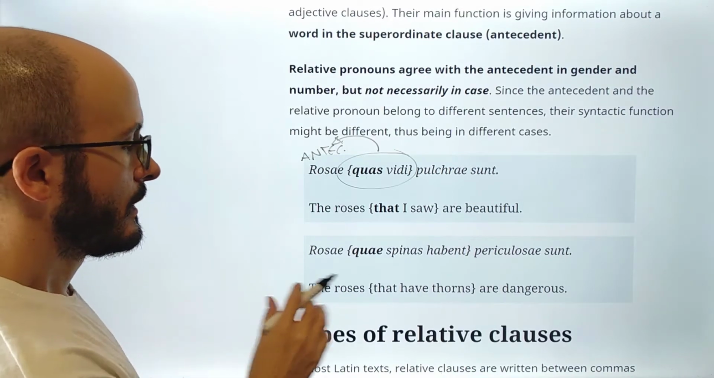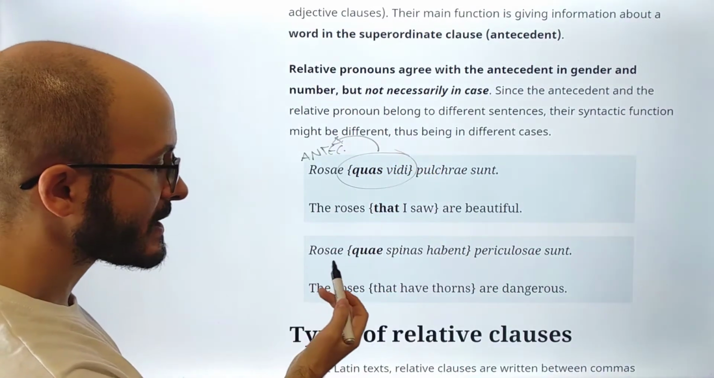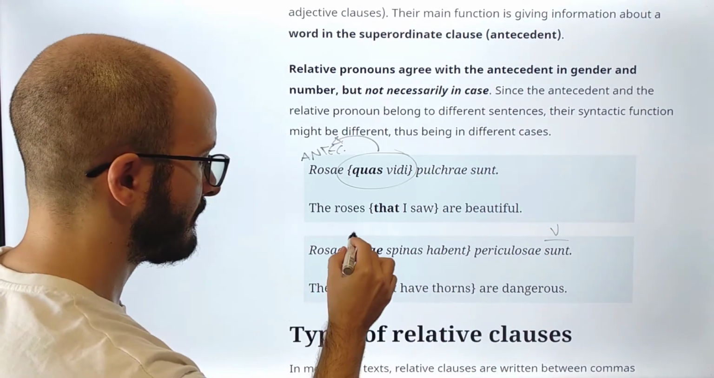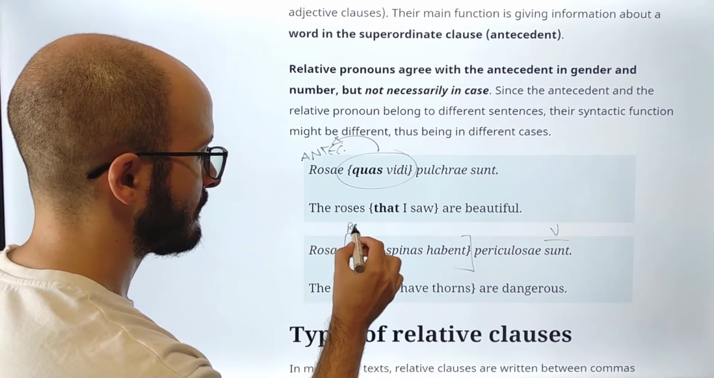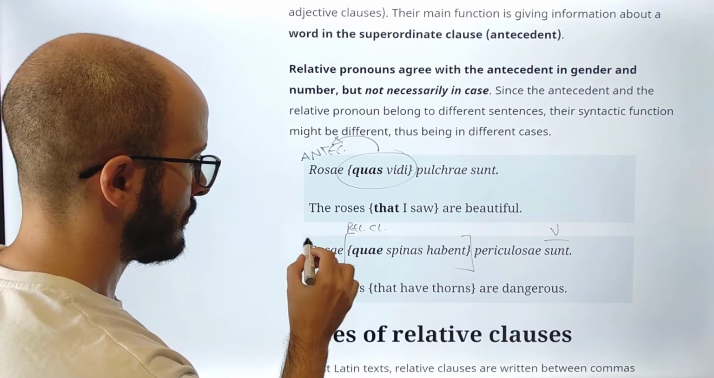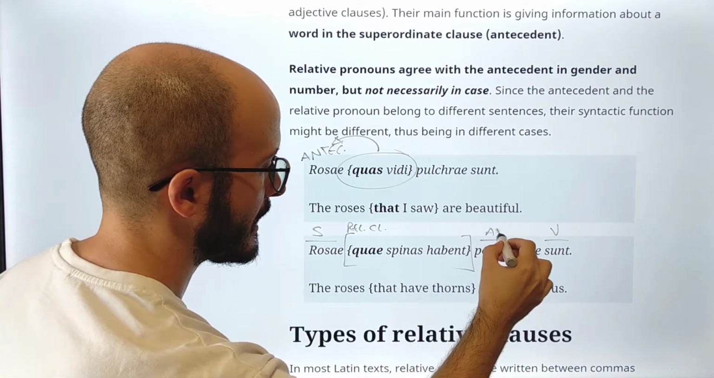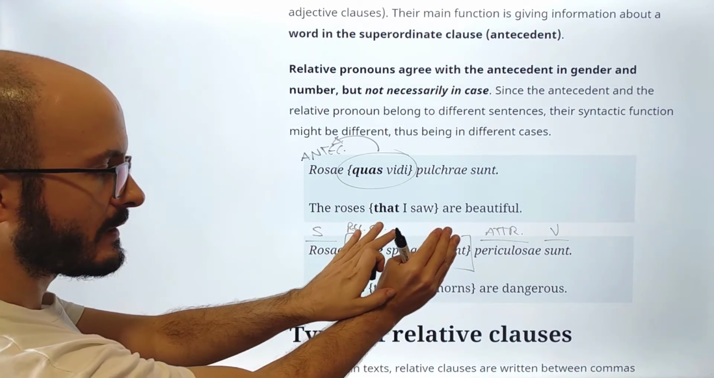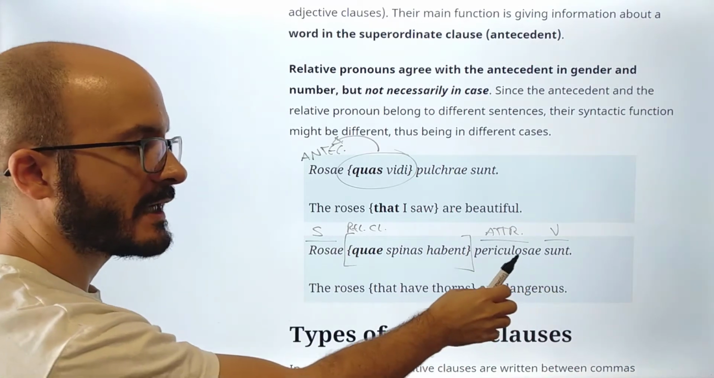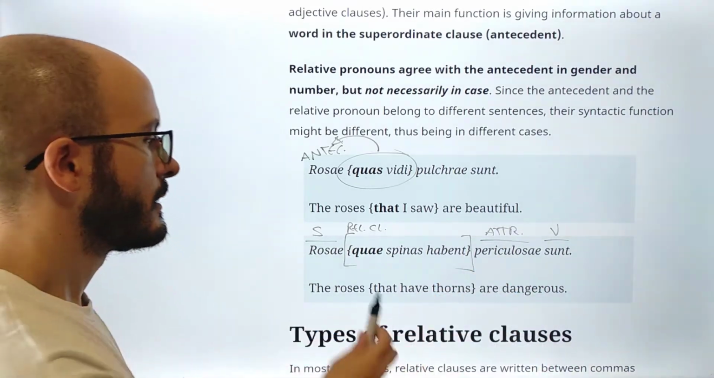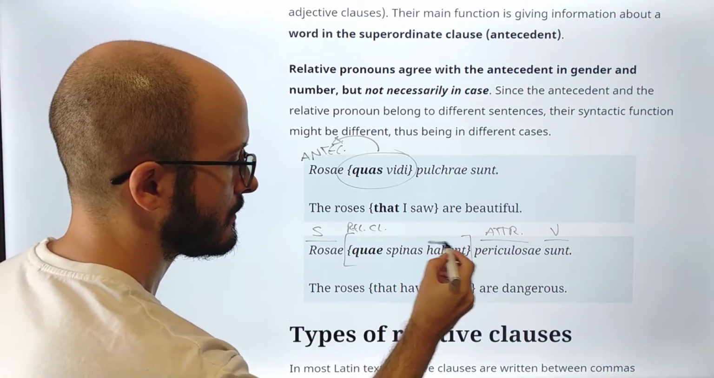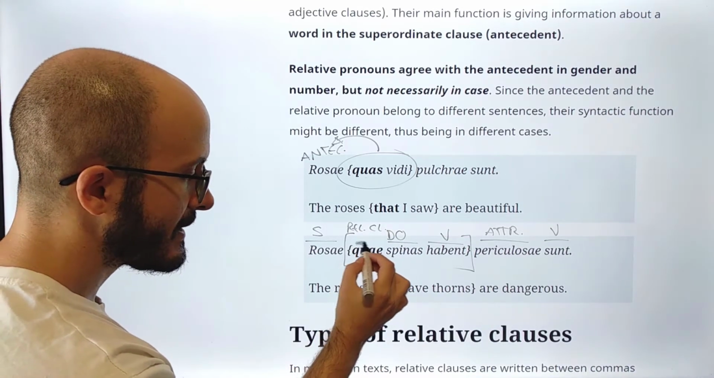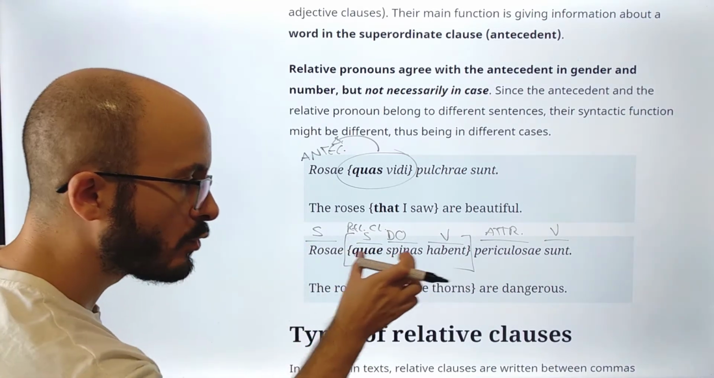Okay? Now, let's see the opposite. Rosae quae spinas habent periculosae sunt. So here we have again a relative clause. Now this is the subject. Again, this is the attribute. So we see, like, ignoring the relative clause, roses are dangerous. Now, what roses? Quae spinas habent. Okay, so this is the verb, this is the direct object, and now this is also the subject of its own sentence.